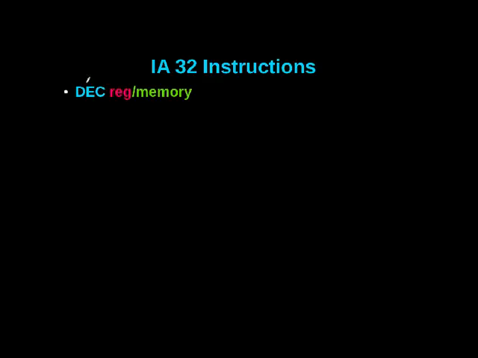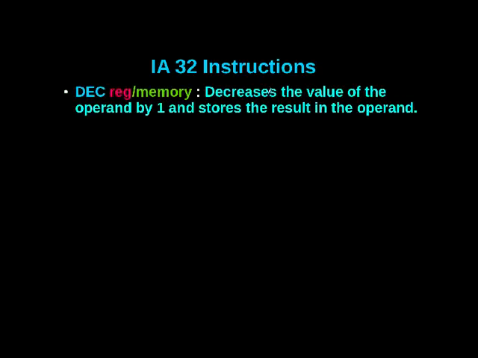And how does it take either a register or a memory operand? A decrement instruction takes one operand, either a memory location or a register. A constant it doesn't take. I can't say decrement 5. Decreases the value of the operand by, sorry, that's increment and decrement.